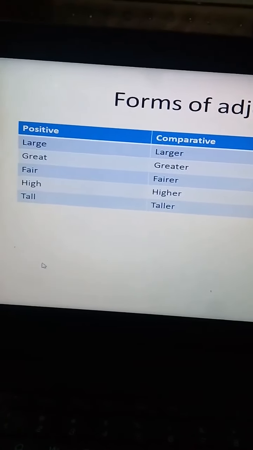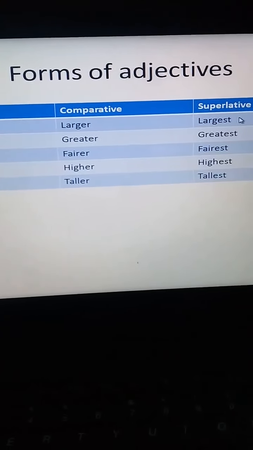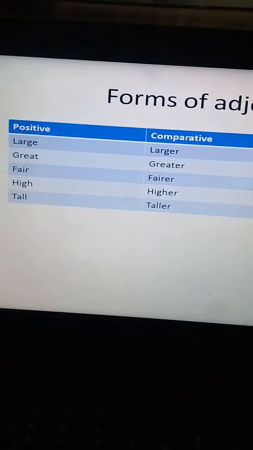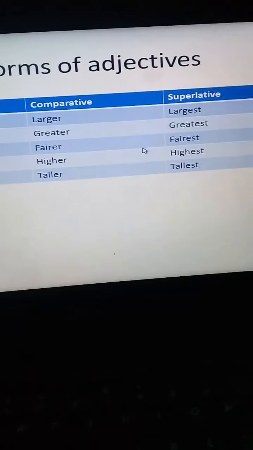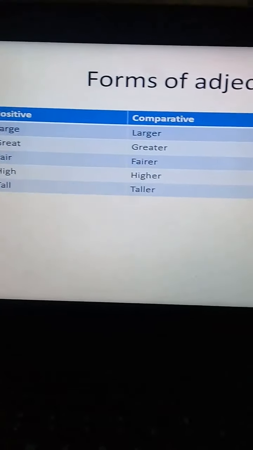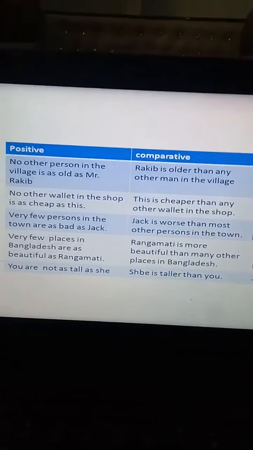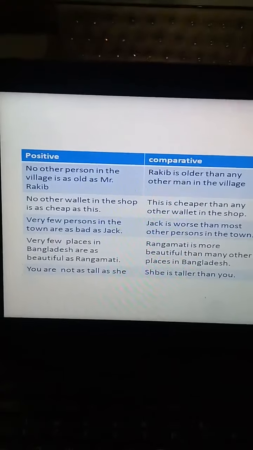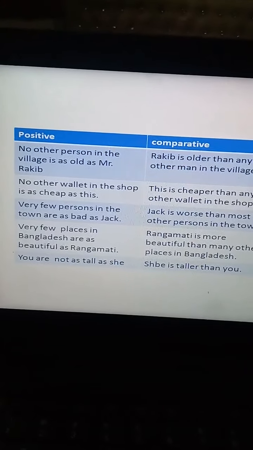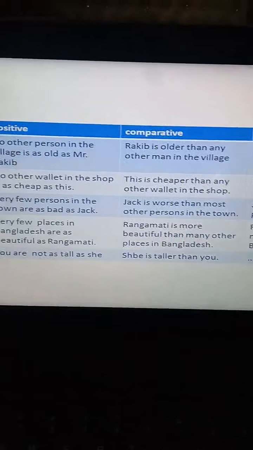Positive degree large, comparative degree larger, and superlative degree is largest. Great, greater, greatest. Fair, fairer, fairest. High, higher, highest. Tall, taller, tallest. Okay. Now there are some sentences I have written here to show how to change the sentences from positive to comparative or comparative to superlative and vice versa.